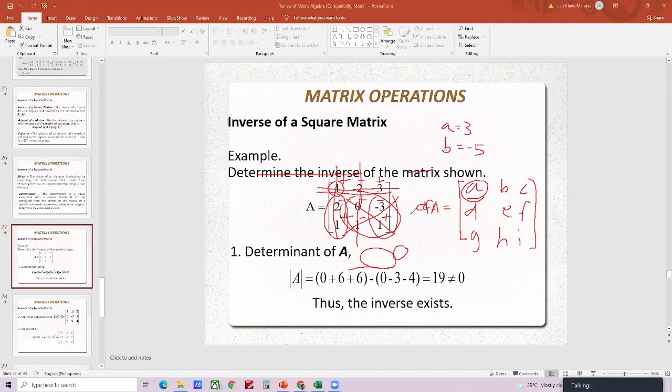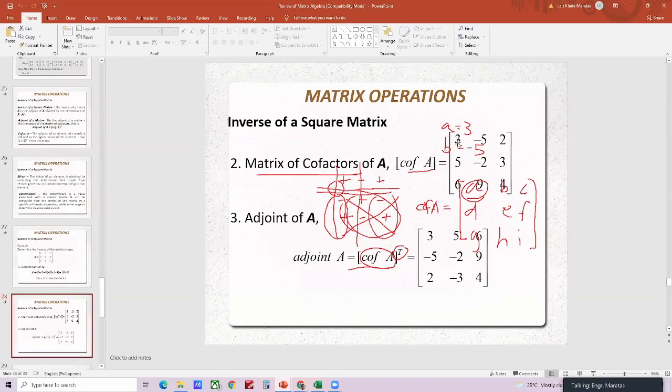Okay? Are you still with me? I believe most of you are baffled with this. I would like you to practice anyway. You can use Excel also. So first is 3, this one is negative 5. Okay? First we get the matrix of cofactors. Then you continue with C.